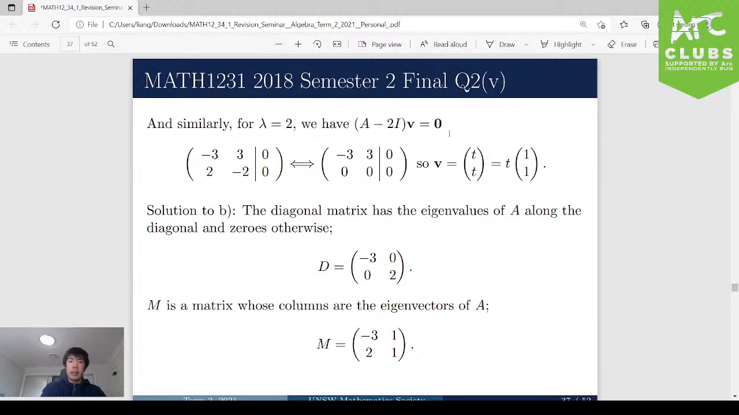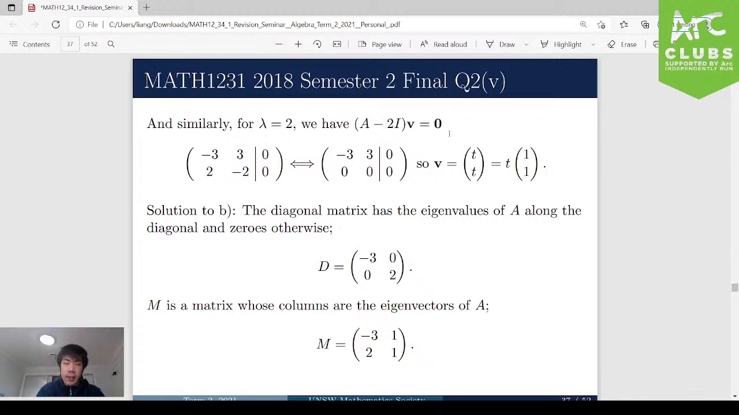And then for lambda equals 2, we have (A minus 2I) times the vector v equals the zero vector. Again, you augment it the same way as we did before. Go through a similar process, and this time, after you factorize t out, you end up with the vector (1, 1). And that would be your eigenvector for your eigenvalue 2.